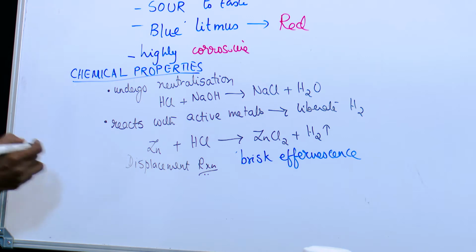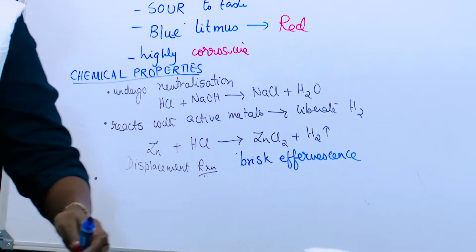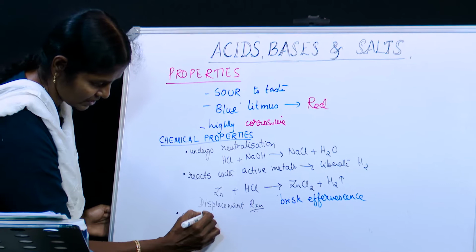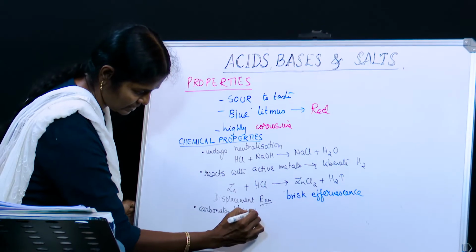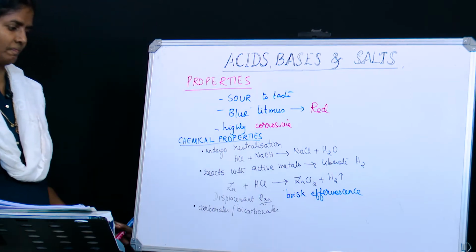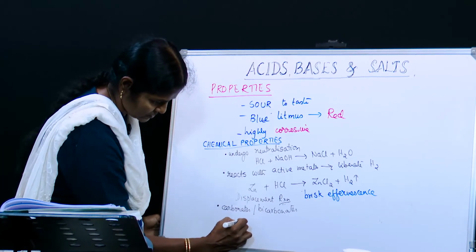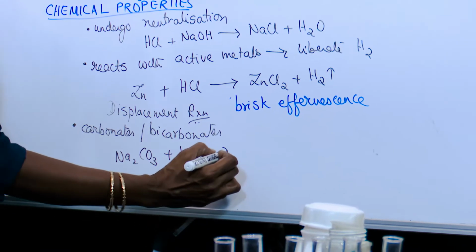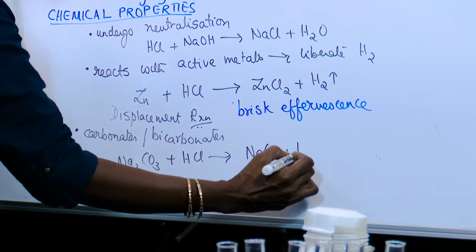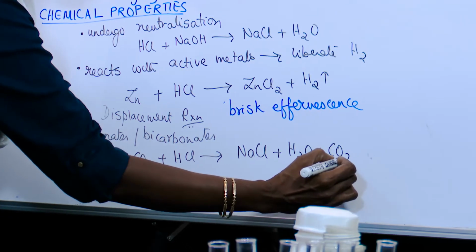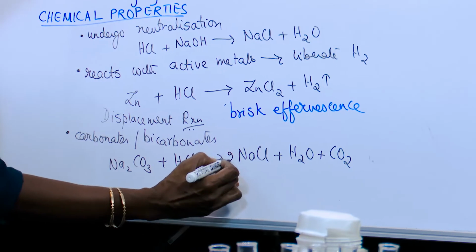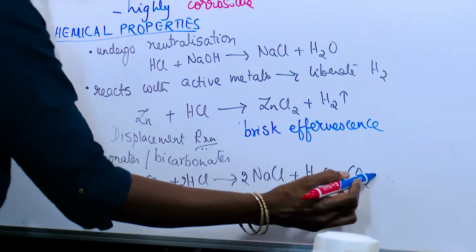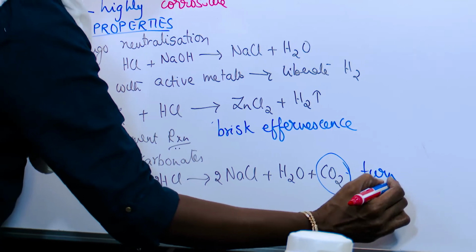Okay, that's the second property. The third property is that it can react with so many things, like carbonates and bicarbonates, and it releases carbon dioxide. Supposing we take sodium carbonate, this reacts with dilute hydrochloric acid. This would give you a salt plus water plus carbon dioxide. Okay, 2 and 2 here, so HCl, yes, it's correct. Now this carbon dioxide will turn lime water milky.